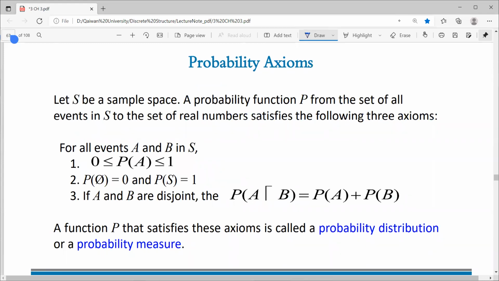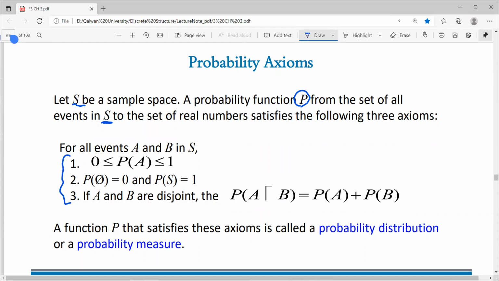Here for probability, we say let S be a sample space. S is the set of all possible outcomes. A probability function P from the set of all elements in S to the set of real numbers satisfies the following 3 axioms. So the probability must satisfy these 3 axioms.